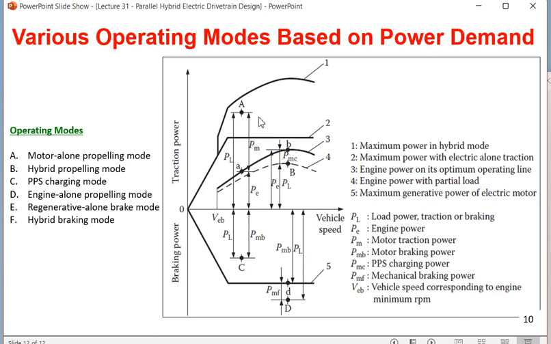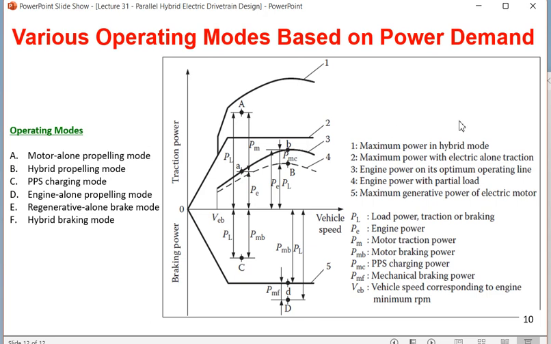A, you are finding, is very hybrid. PL, the total load, is exceeding 2. What is 2? Maximum power with electric alone traction. So this is only electric. What is 1? Maximum power in hybrid mode. So from this 0 point to this 2, this much can be the maximum power by the PPS.